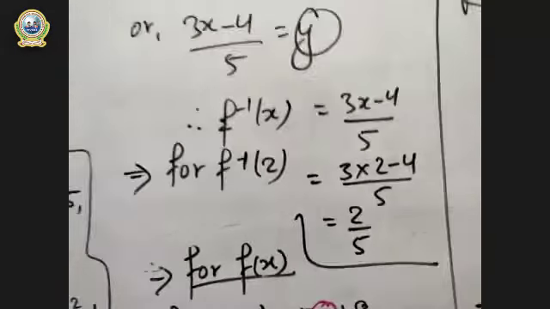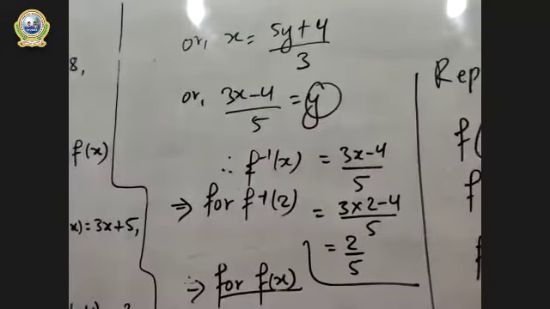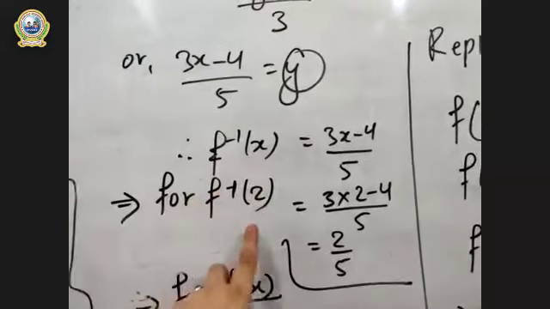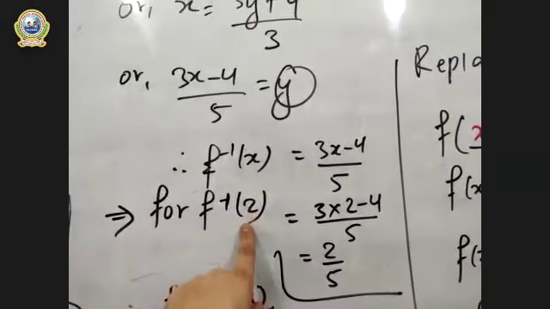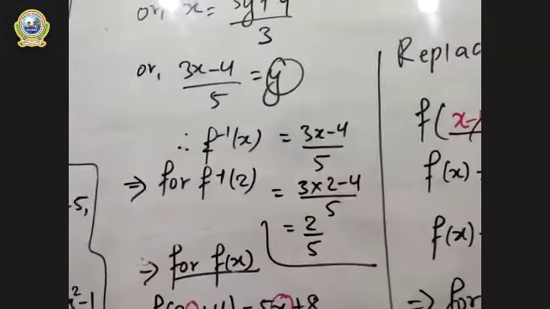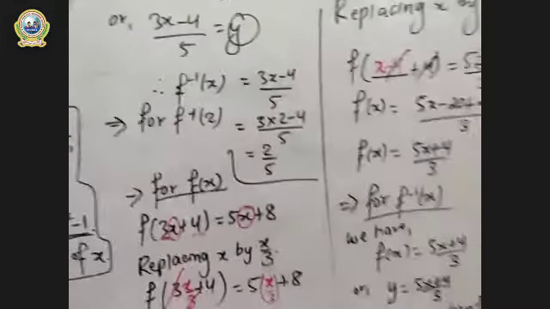Are you clear? Look at this. This is very simple, right? You just obtained f inverse x, and for f inverse 2, you are supposed to put this 2 in place of x. So it will be 3 twos are 6. 6 minus 4 will be 2, and 2 by 5. Are you clear? Should I repeat this?